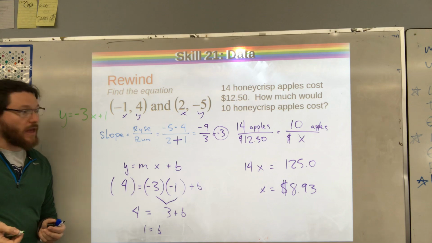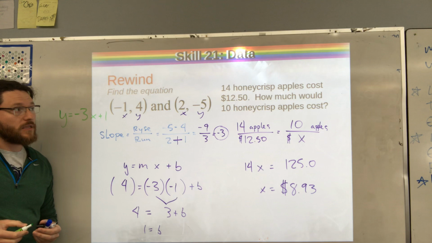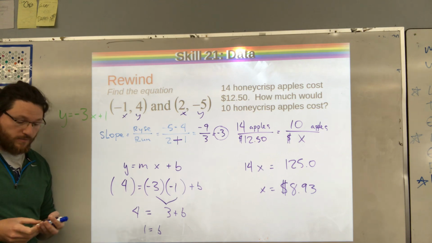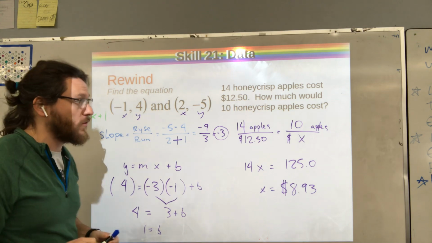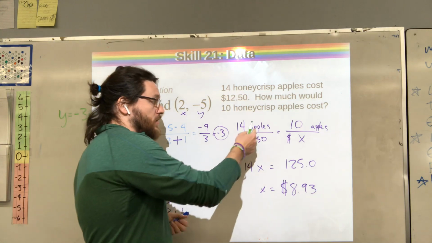Okay, cool. We have one other thing that I want to take a peek at. The second question goes way back to Skill 5. 14 Honeycrisp apples cost $12.50. How much would 10 Honeycrisp apples cost? You could solve this problem a few different ways. I would solve it with a proportion, right? Fraction equals fraction. We just need to make sure our units match.